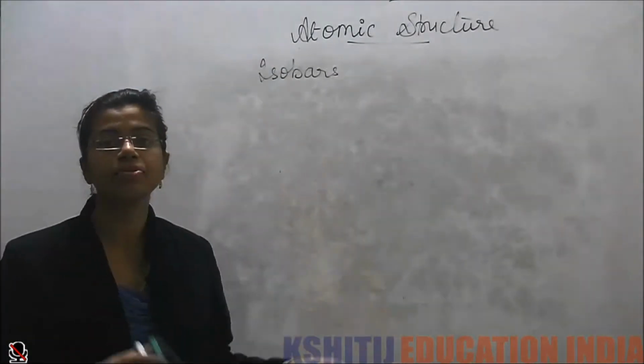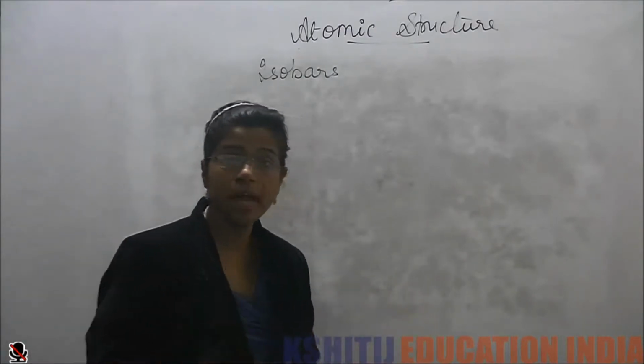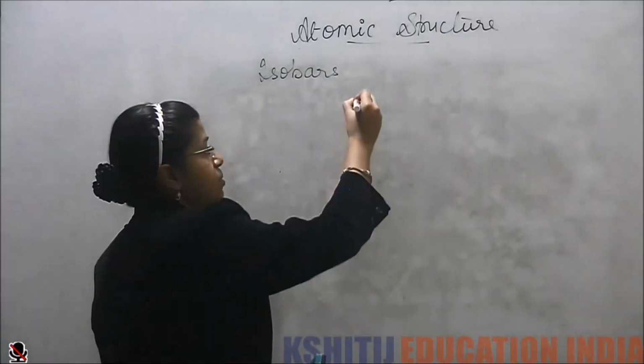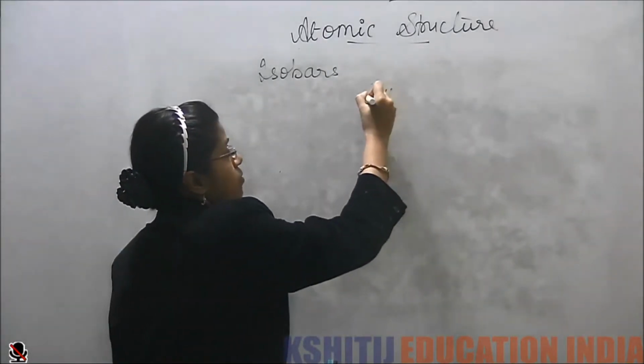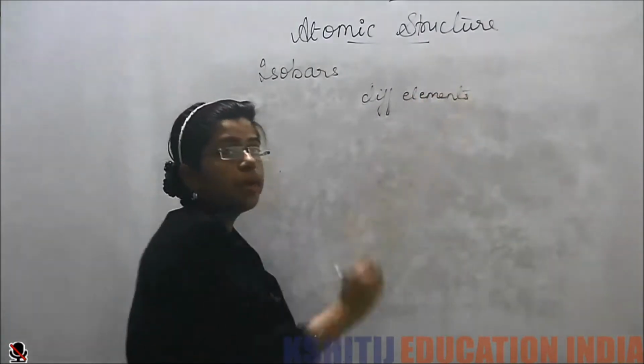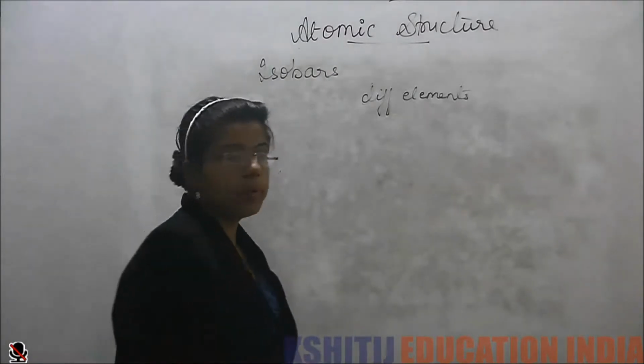Isobars are atoms of different elements. Isotopes were atoms of the same element, different atoms of the same element. But isobars are atoms of different elements, which have the same mass number but different atomic number.